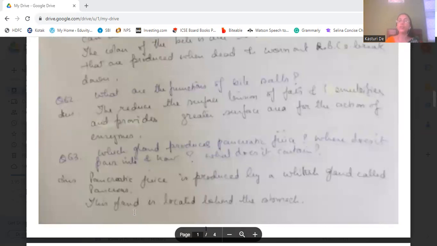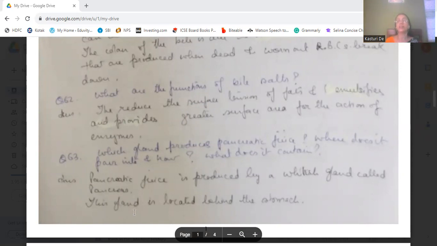Which gland produces pancreatic juice? Where does it pour into and how? What does it contain? Pancreatic juice is provided by the pancreas gland. It is a whitish gland. It's the leaf-like gland you can see in the picture.